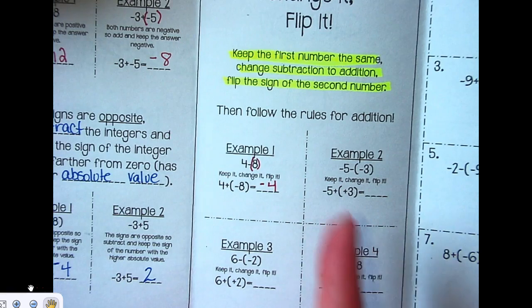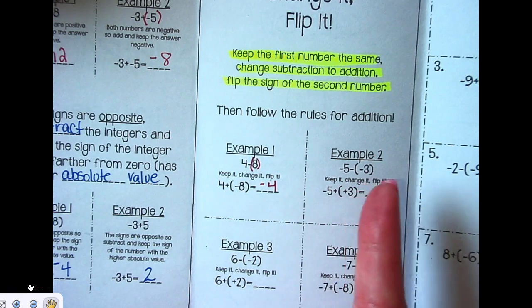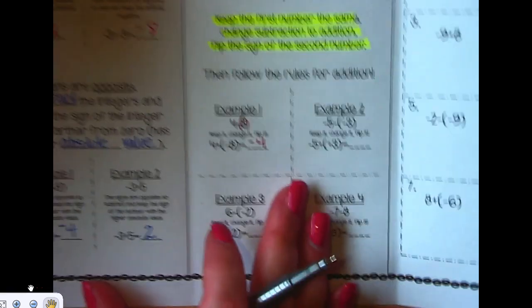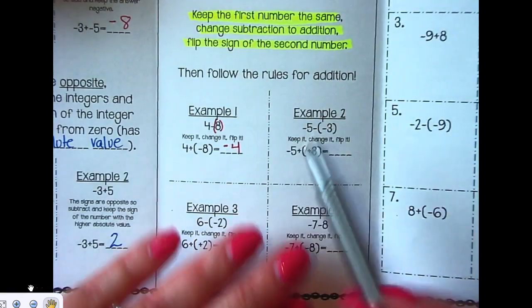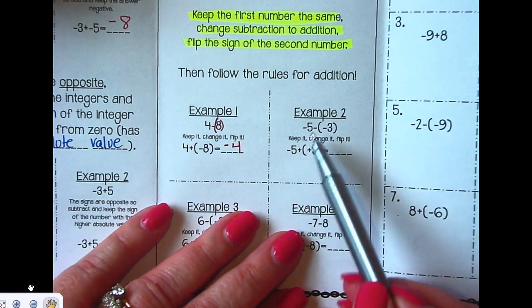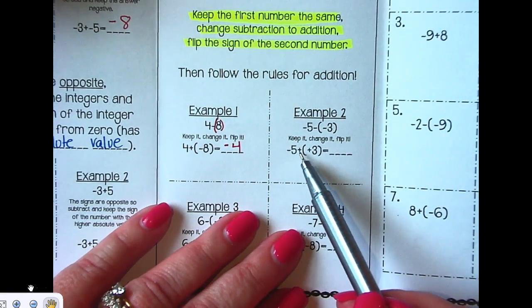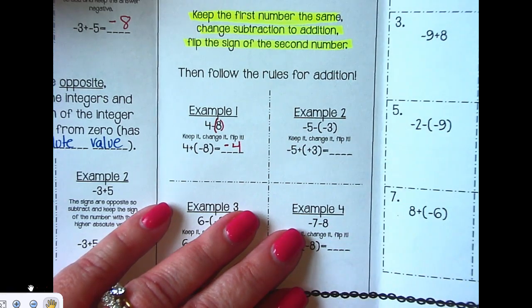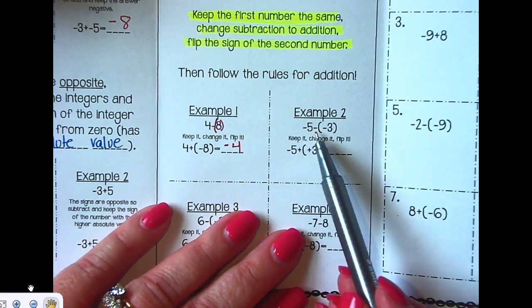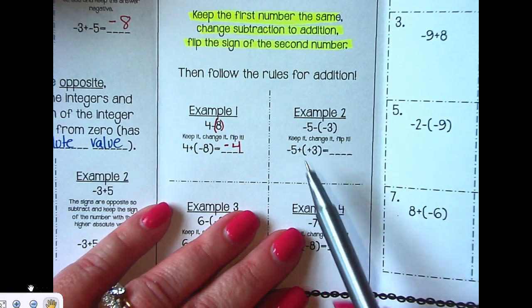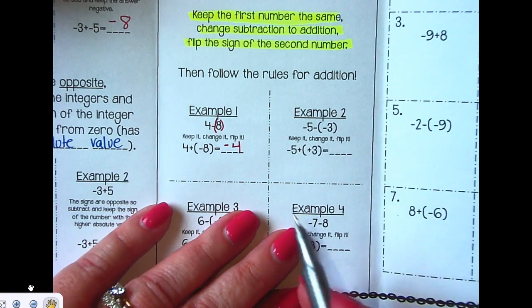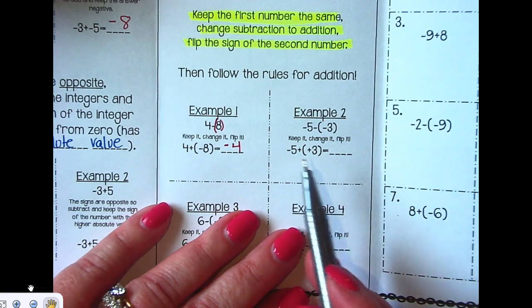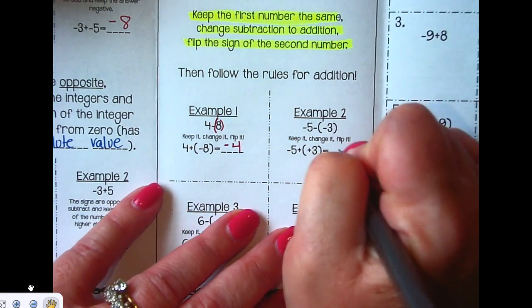Right? Here's another example. Negative 5 minus negative 3. Well, subtracting a negative is really the same thing as adding a positive. Negative 5 minus becomes plus. The negative 3 becomes a positive 3. So, negative 5 minus negative 3 becomes negative 5 plus 3. The signs are different. Negative 5 and a positive 3. So you subtract. 5 minus 3 is 2.